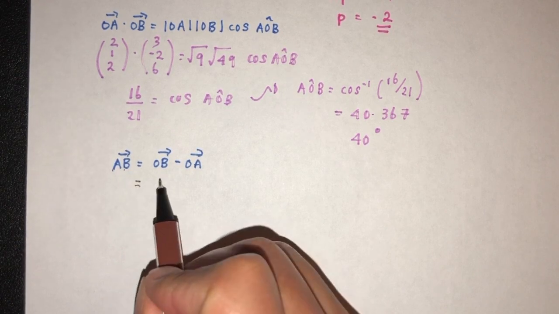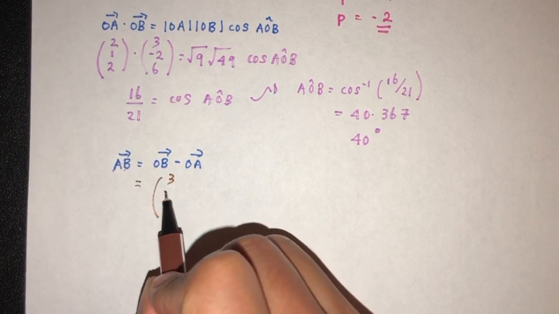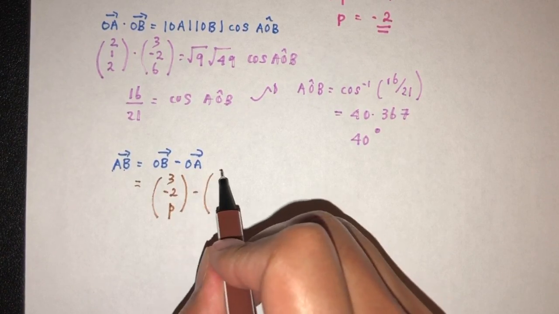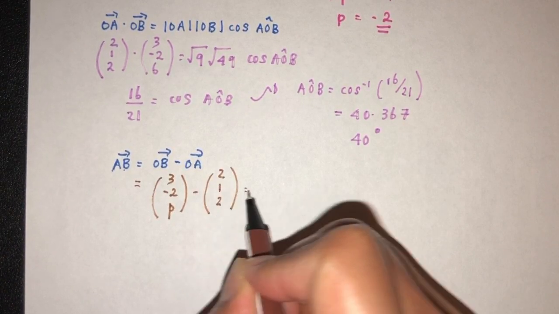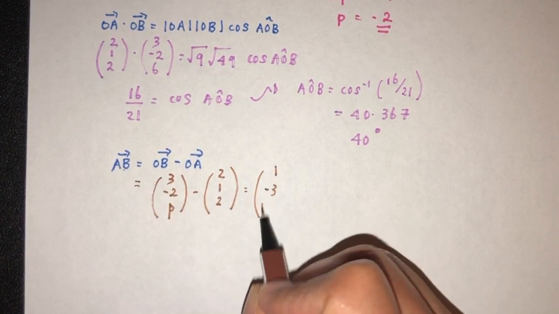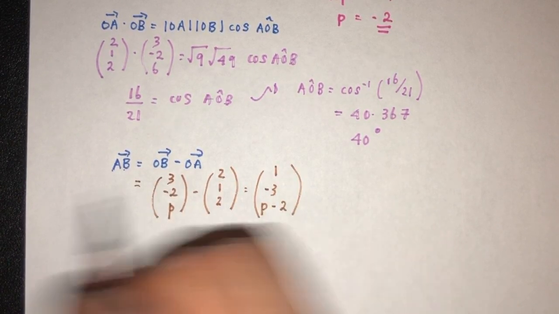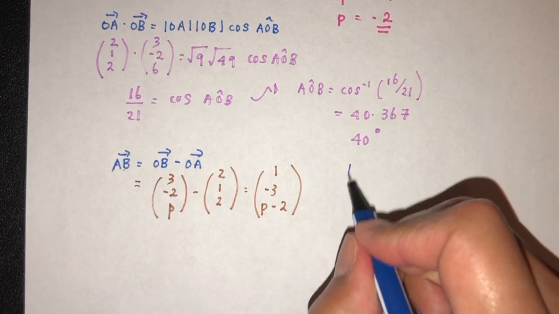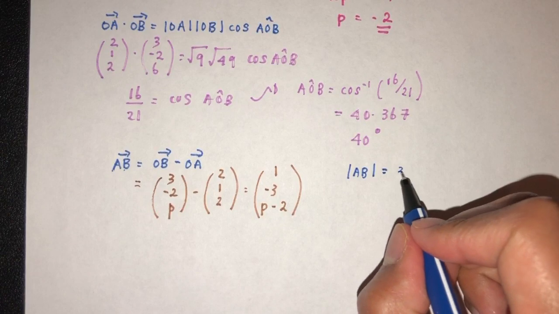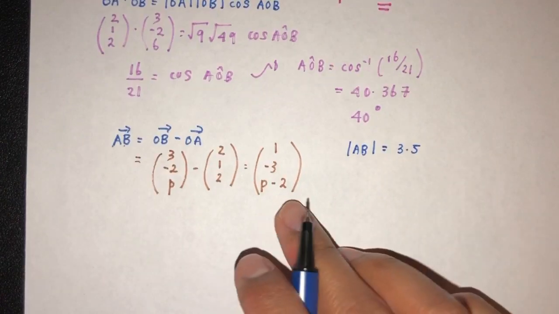So step by step, B will be 3, minus 2p, minus OA, that will be 2, 1, 2. 3 minus 2 is 1, minus 2 minus 1 is minus 3, p minus 2. Now, we know that the length of AB is going to be 3.5. So how can you find the length of this one?